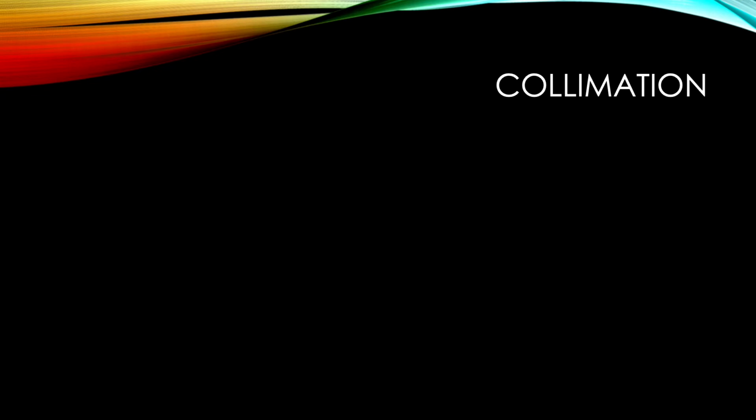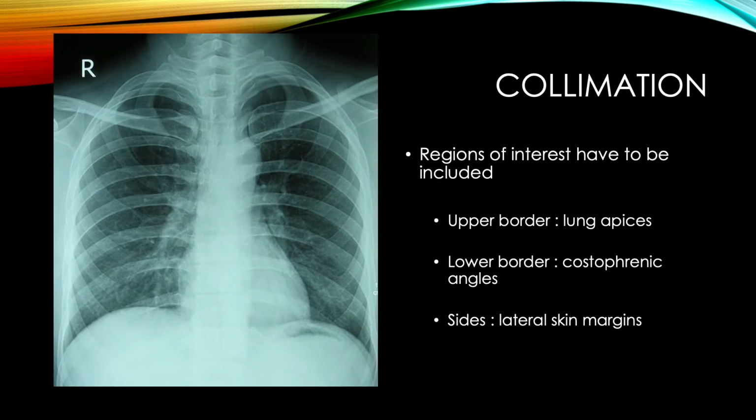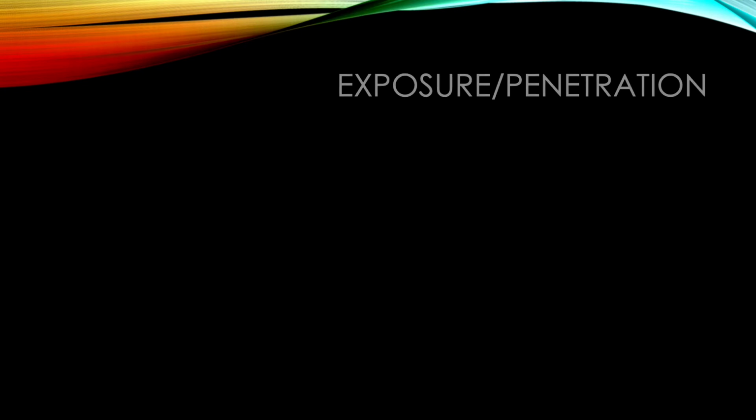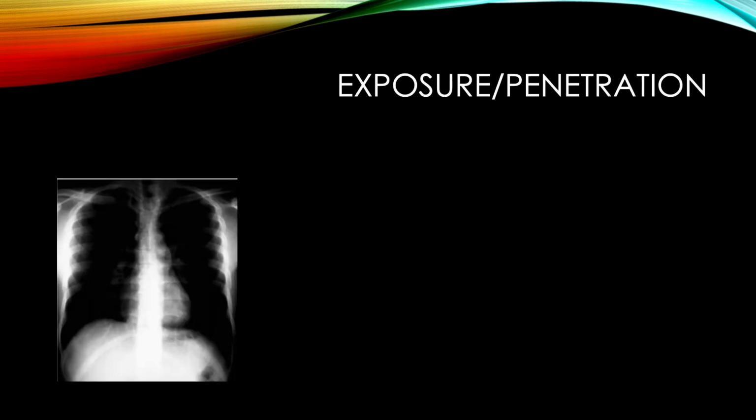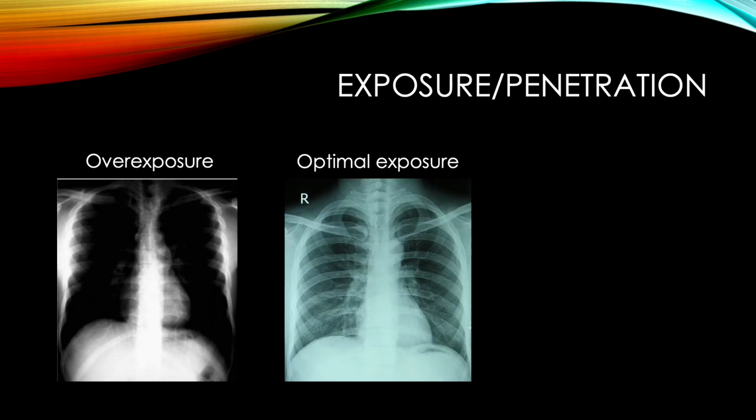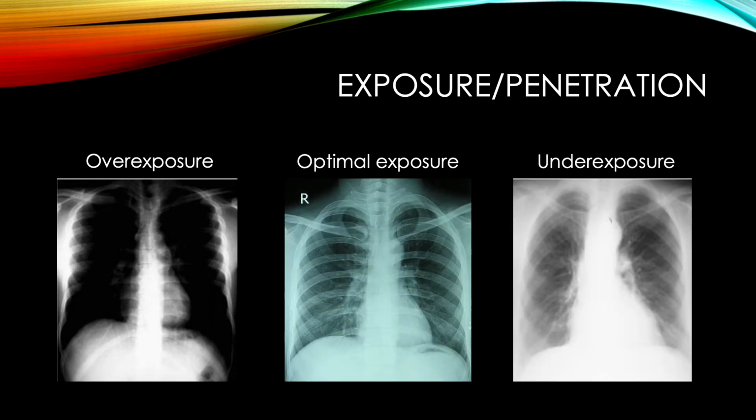First, collimation. Collimation means restricting the X-ray beam to the region of interest. An optimally collimated chest radiograph should include the lung apices, bilateral costophrenic angles, and lateral skin margins. Second, exposure or penetration. The X-ray on the left is an overexposed film. The X-ray in the middle is optimally exposed. And the X-ray on the right is an underexposed film.